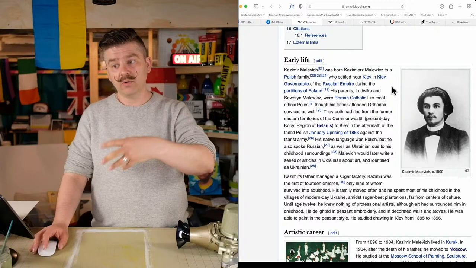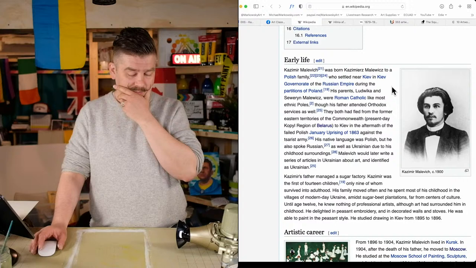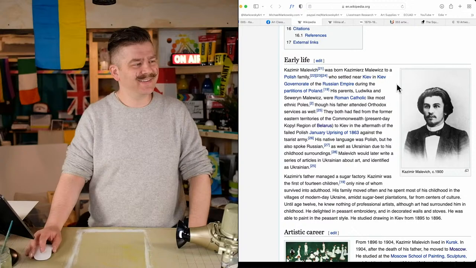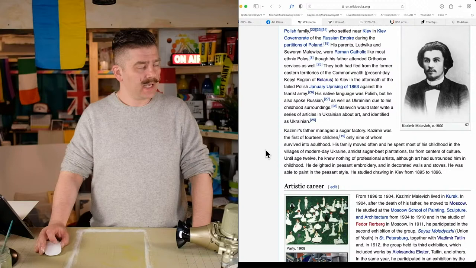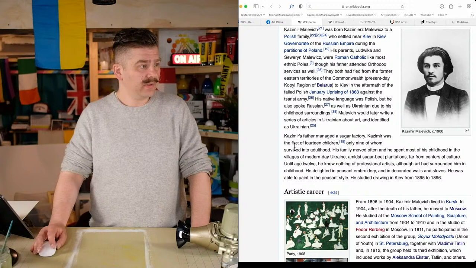Potentially there were people living in a city nearby who spoke some type of Persian, like I said, as well as Russian and Ukrainian. Anyway, getting a little bit sidetracked, but his father was a sugar farmer, or was involved in the distribution of sugar. Is it saying here somewhere? Yeah, he managed a sugar factory.